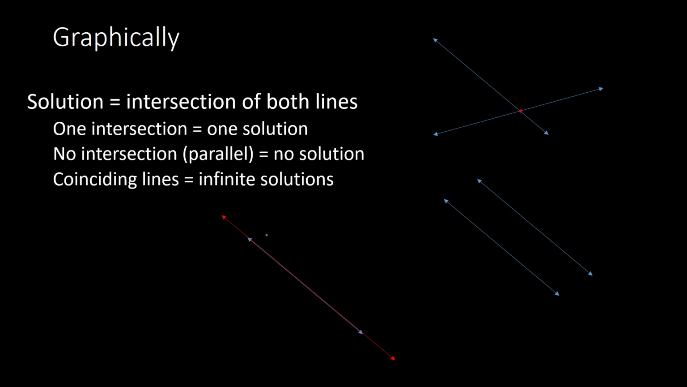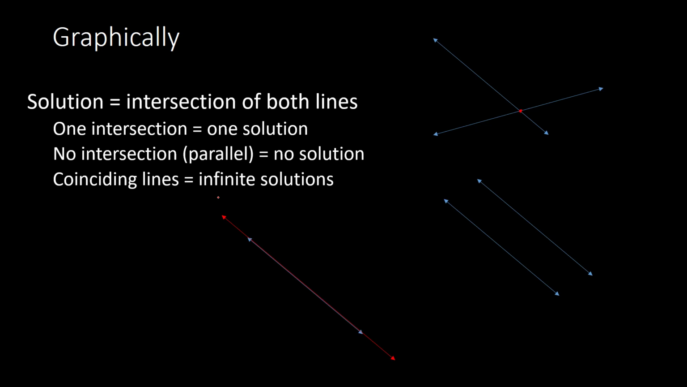And notice they intersect at every point on the line, and it's going to keep going forever and ever. So therefore, there would be an infinite number of solutions. So if you're given a system of equations, what you could do is graph both equations on a Cartesian plane and see where they intersect. Wherever they intersect, that would be the solution.